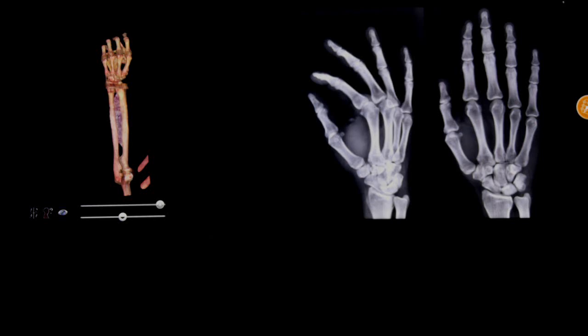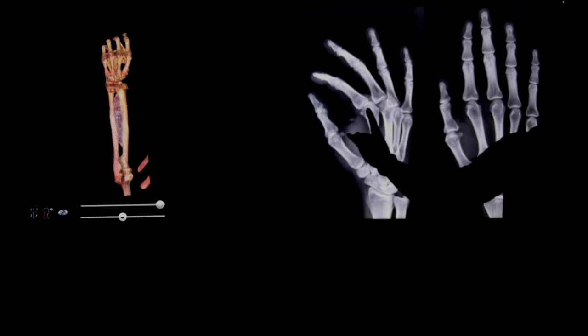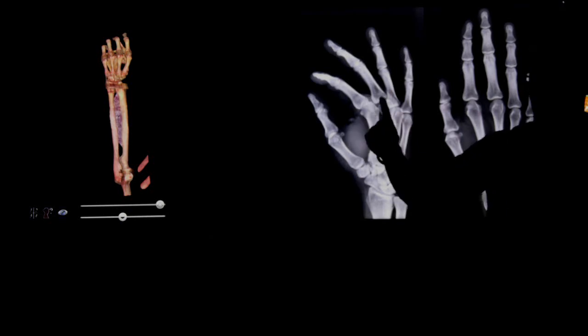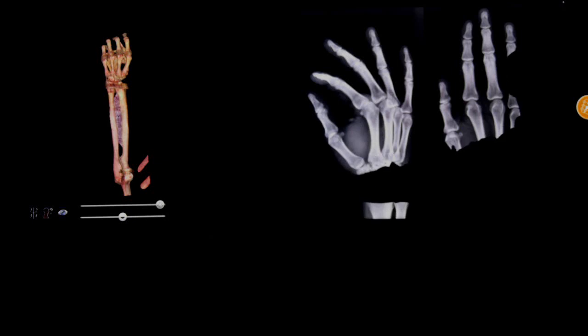So we're going to talk through some of the anatomy for the upper extremity. The way upper extremity is broken down is upper extremity 1 and 2. 1 is going to be fingertips basically through the elbow, and 2 will be from the elbow through the shoulder girdle.